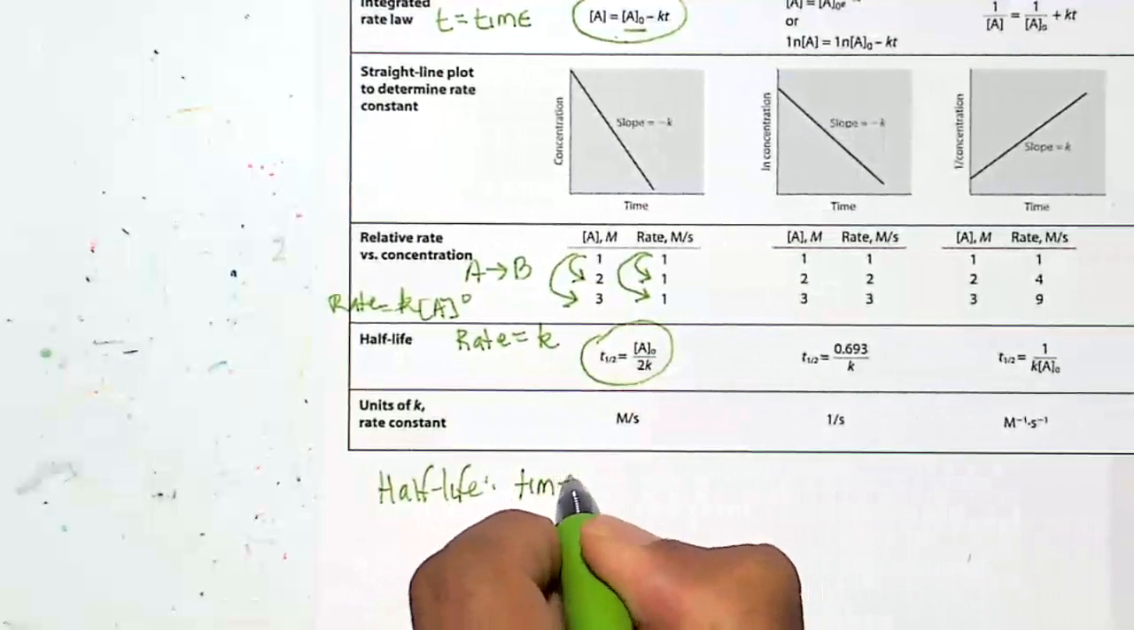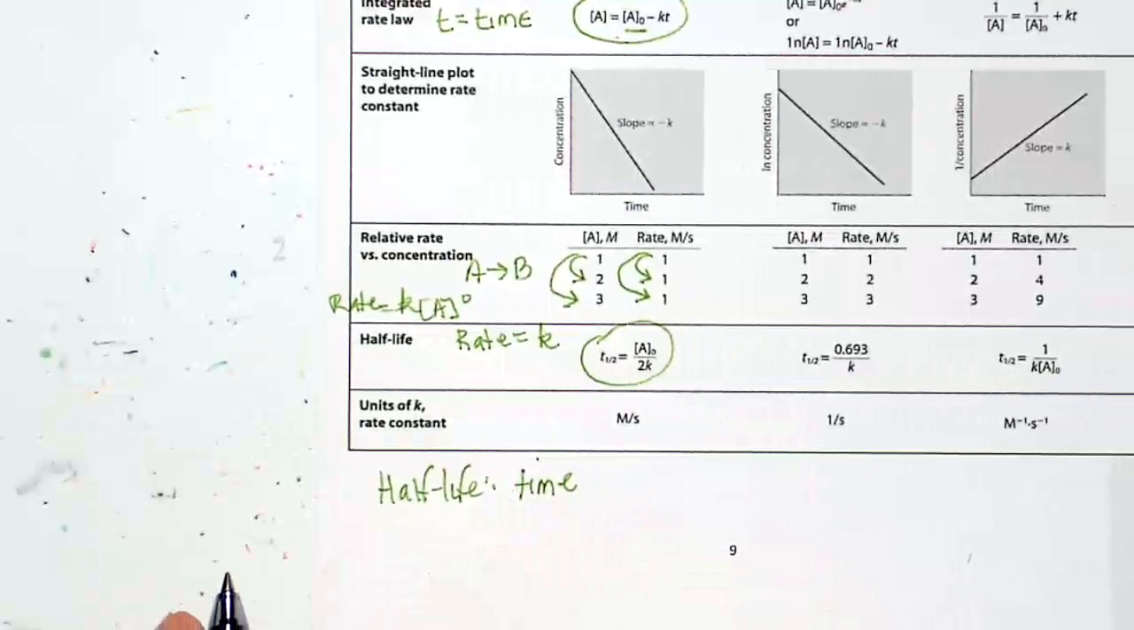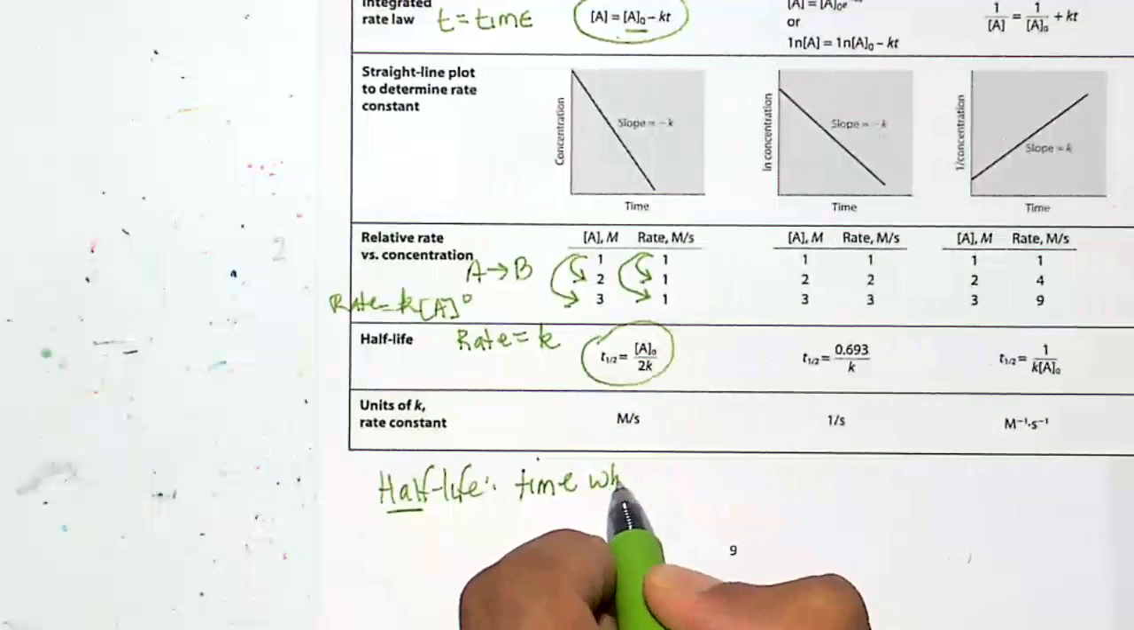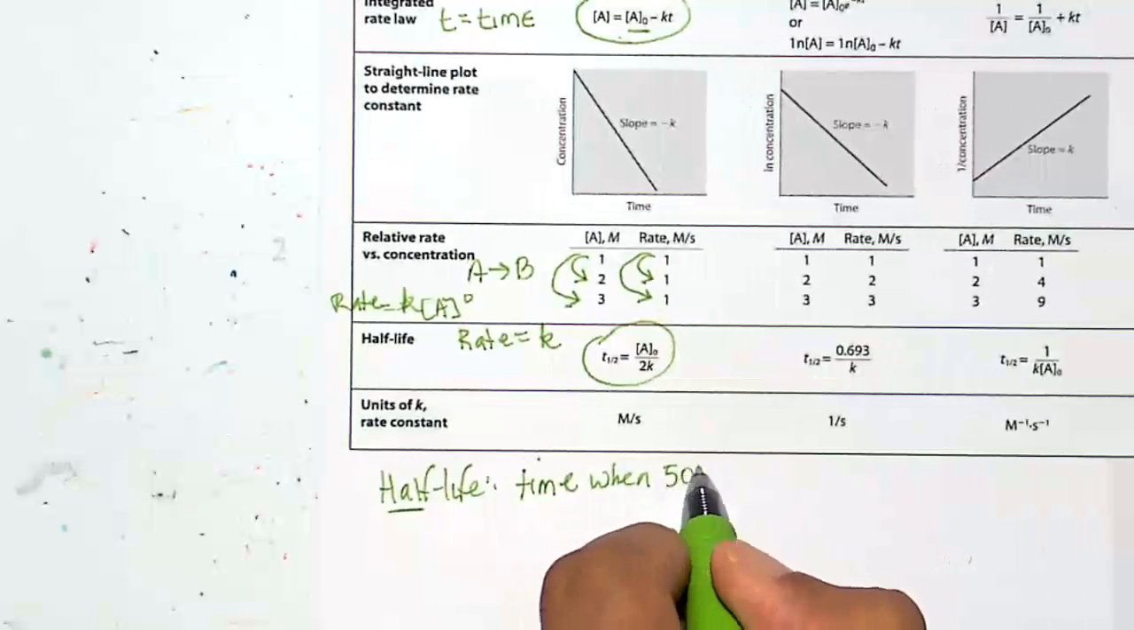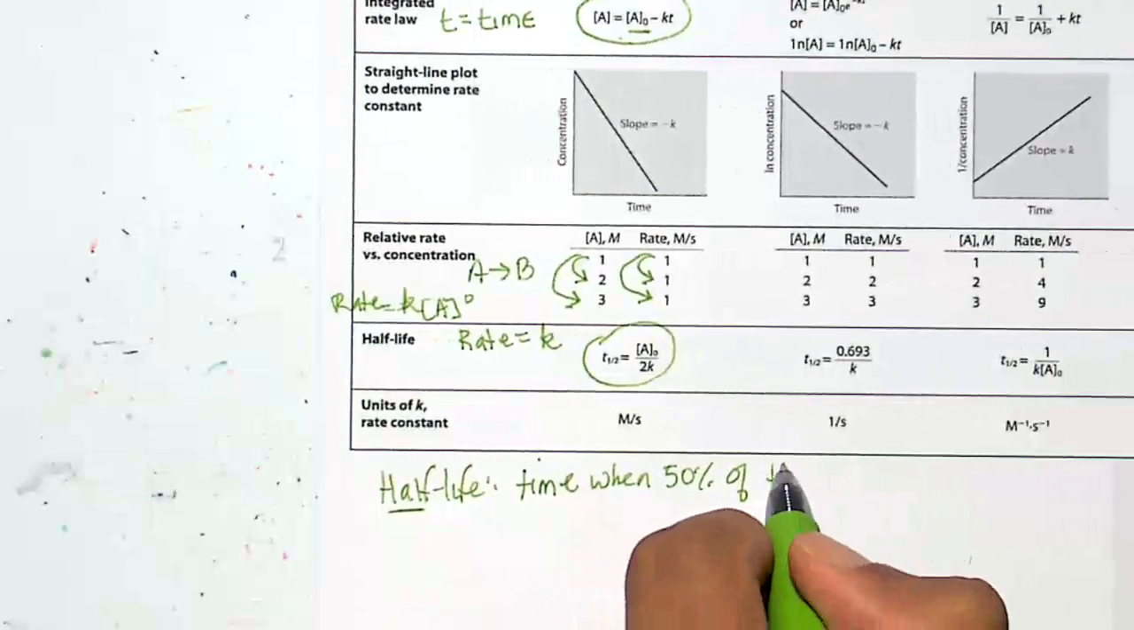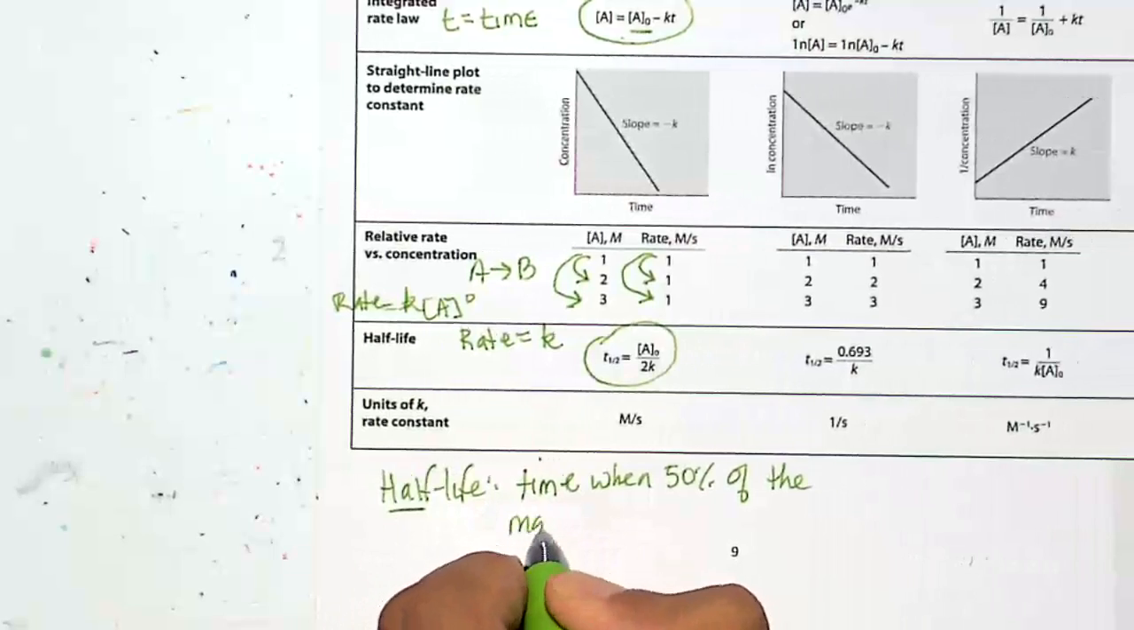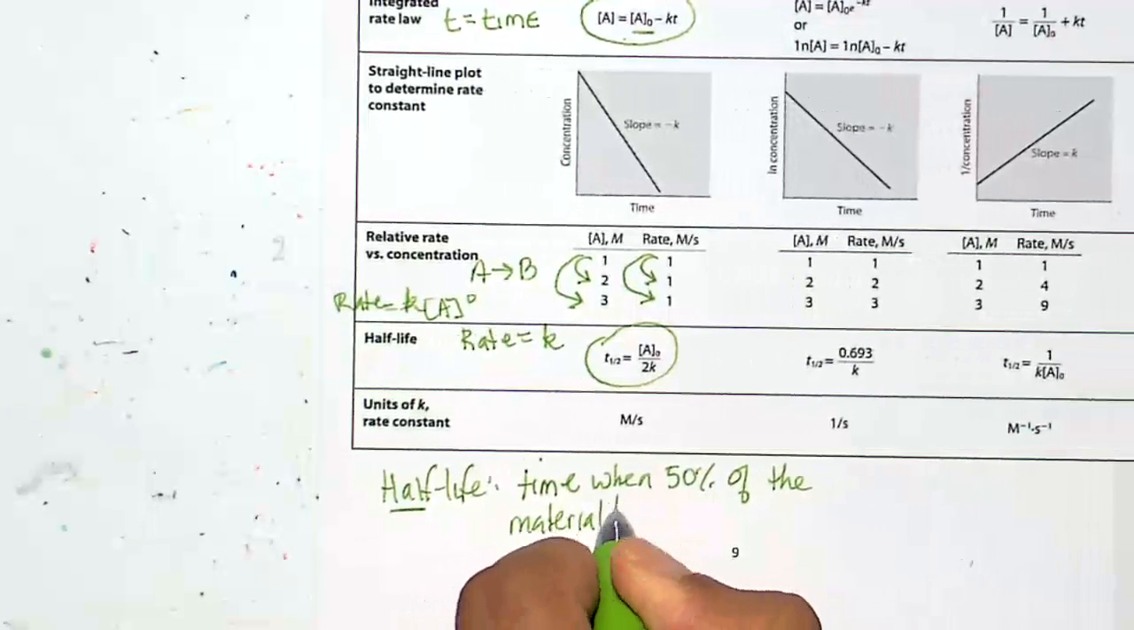So it's a time, first of all: seconds, minutes, hours, days, years. And it's a time when what is left over? What has decayed? Half. Time when 50% of the material has decayed.